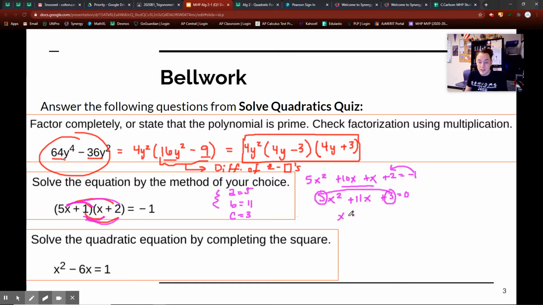So let's try it. This is x equals, and then this will be negative 11 plus or minus radical. 11 squared is 121, and then this is minus 4. My a is 5, and my c is 3. So I'm going to multiply that out in a little bit. And then 2 times a, so 2 times 5 is going to be 10. So that's what that looks like.